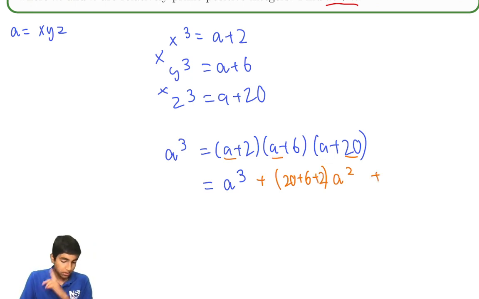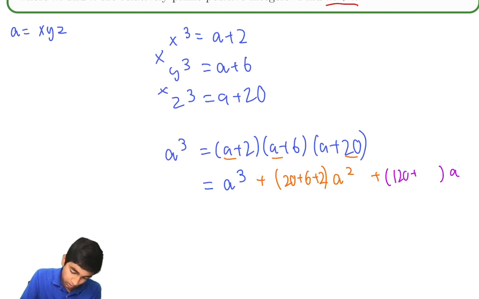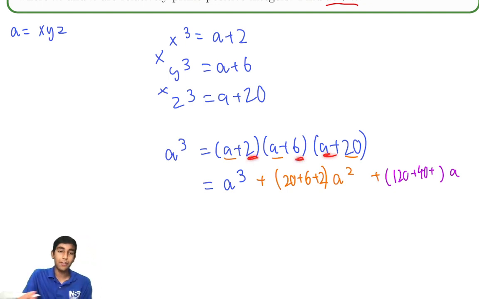Now what about how many a terms do we have? Well, we've got a times 6 times 20, which is 120, so plus 120. We also have the term where we have 2 times a times 20, which is 40a, so plus 40a. And finally, 2 times 6 times a, so that's plus 12a. So plus 120 plus 40 plus 12, all times a. And finally, the constant term, 2 times 6 times 20, 240.